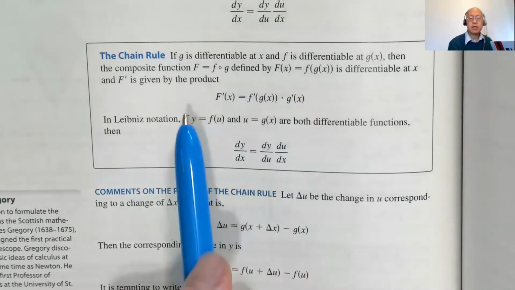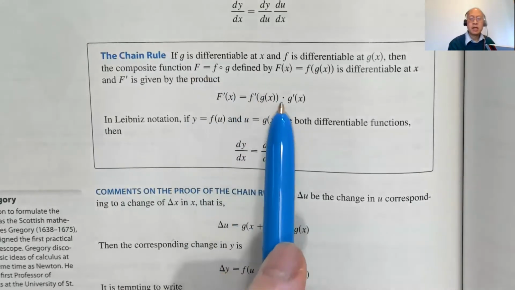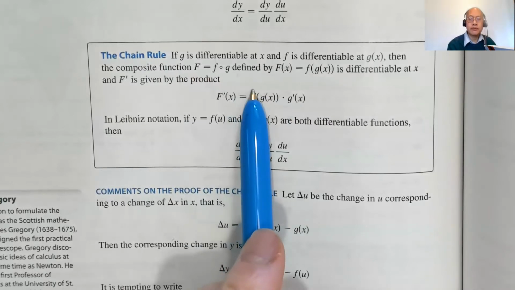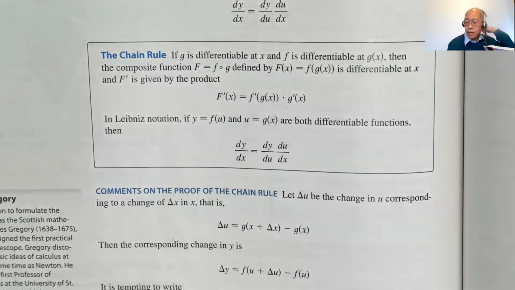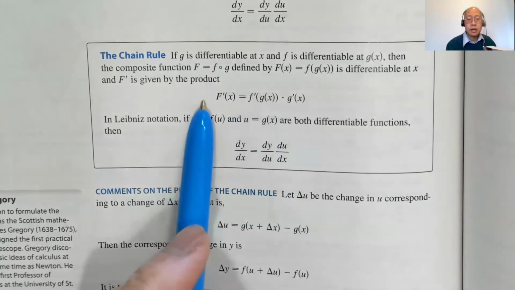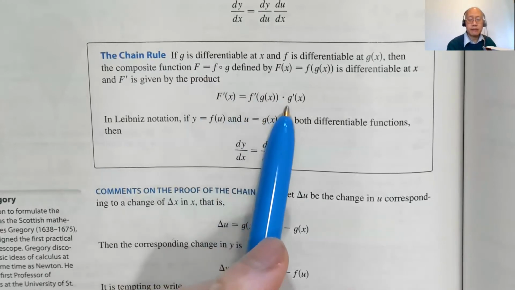Then to differentiate, capital F prime of x is little f prime of g of x times g prime of x. So basically, you take the derivative of the outside function with respect to the inside function, and then multiply it by the derivative of the inside function. So capital F prime of x is little f prime of g of x times g prime of x.